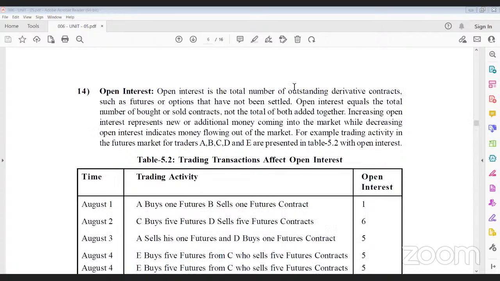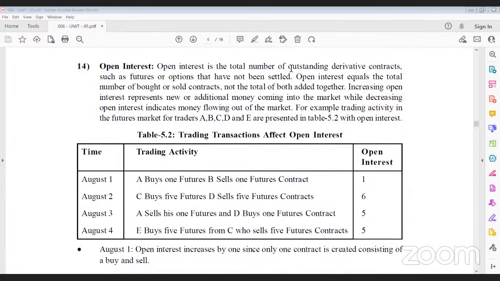Next, we have open interest. What is open interest? It is the total number of outstanding derivative contracts, such as futures or options. For example, consider trading activity in futures markets for traders A, B, C, D, E. This is a trading table showing the transaction time, trading activity and open interest. On 1st August, A buys one future and B sells one future contract. Open interest is 1.